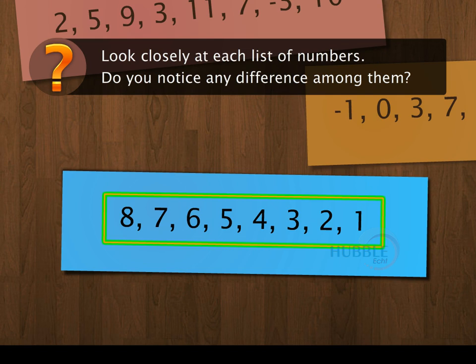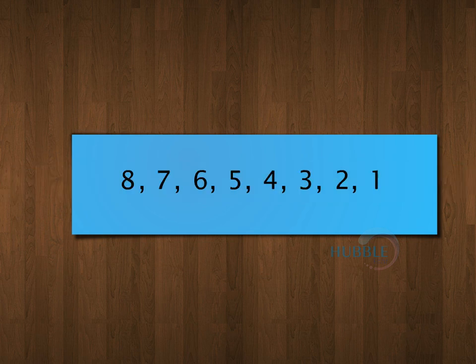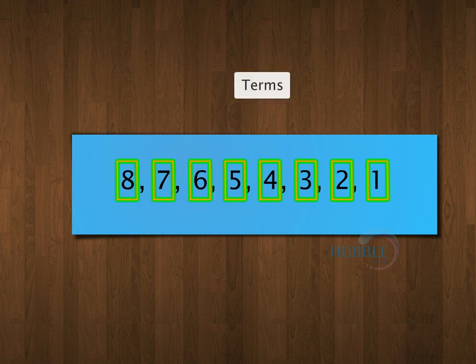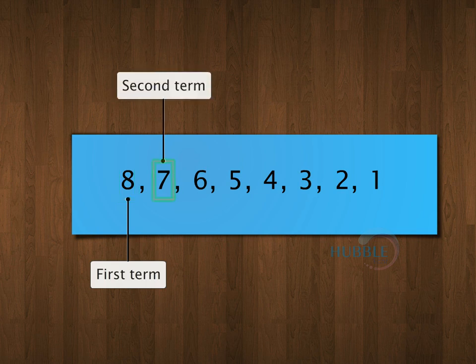Let's learn more about such lists or sequences of numbers. Now, this list of numbers has numbers starting from 8 and descending to 1. Each number in this sequence is called a term. The first number, that is 8, is called first term. The second number is called second term, and so on. Thus, the nth number in the sequence is the nth term. And the last number in the sequence is the last term.